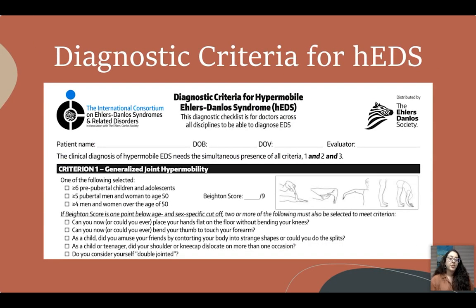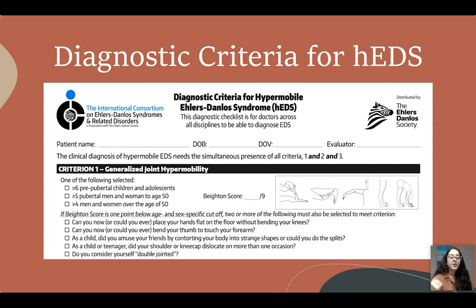The diagnostic criteria for hEDS can be found online. If you want a copy yourself, you can just Google the 2017 criteria for hypermobile EDS, and you'll see this document. It's separated into three different criteria, and we'll talk about each of those. Hopefully I can zoom up a little bit so I can read these. I'll probably bring it up on my slide set.